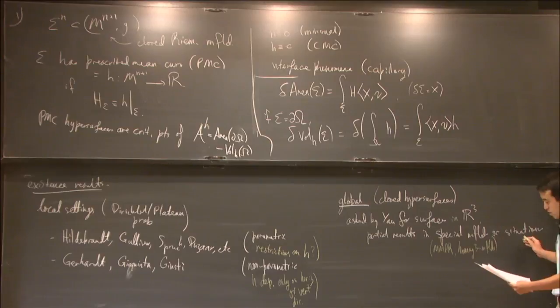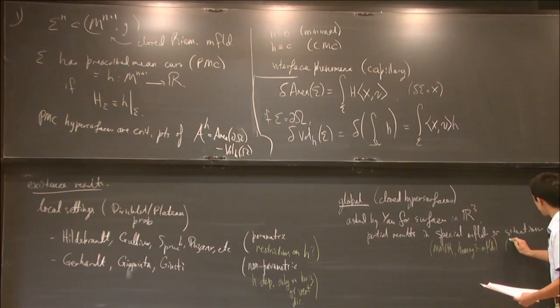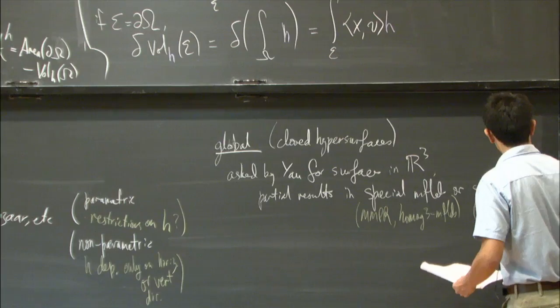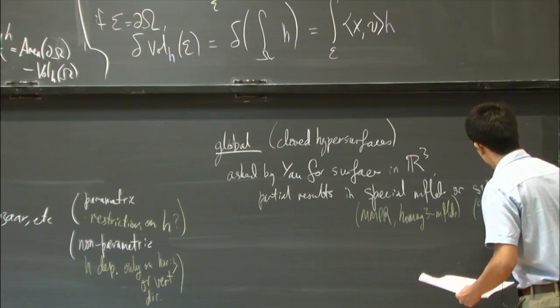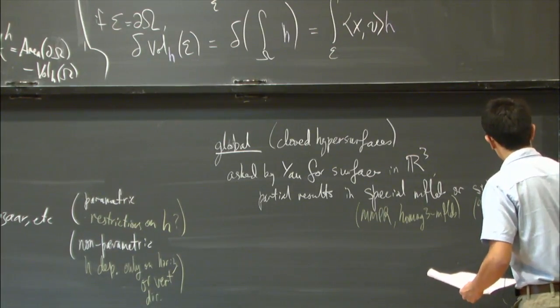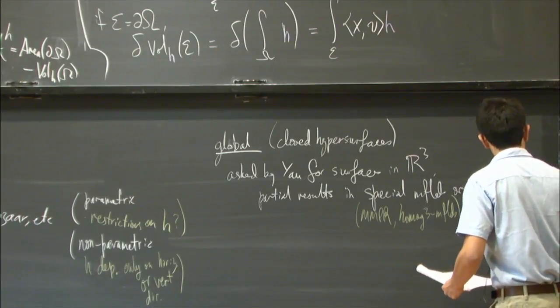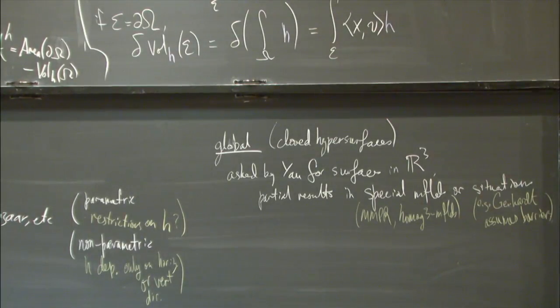And in terms of some special situations, for example, this work of Gerhardt assumes the existence of barriers. Which somehow makes sense. If you have already two CMC surfaces, then you can try and get things in between. So if you already have barriers, you can try and do it.